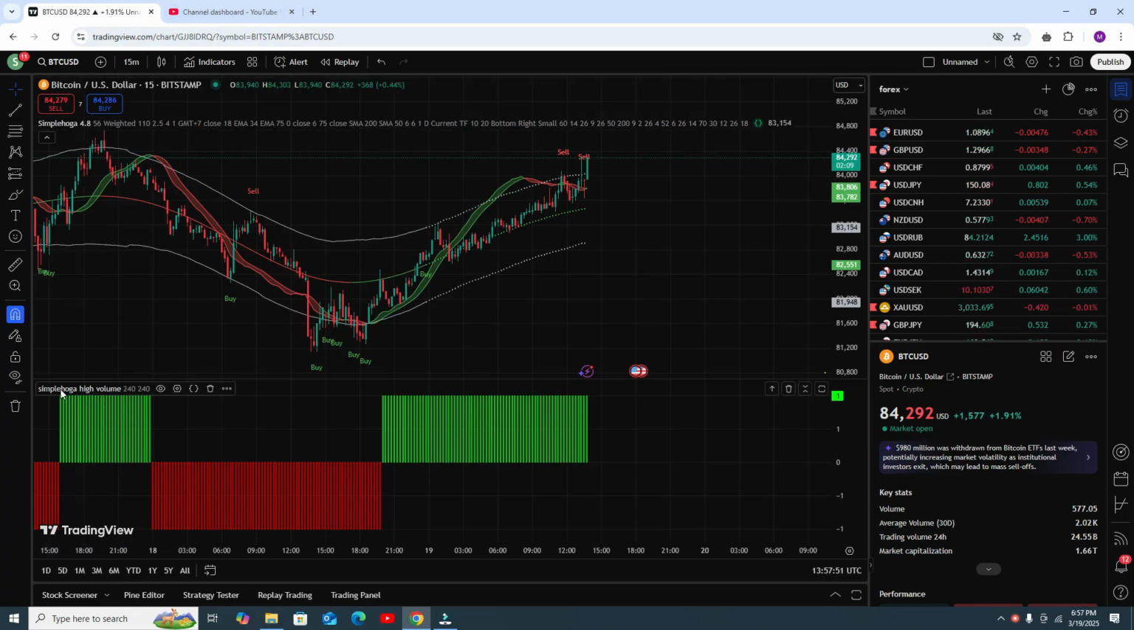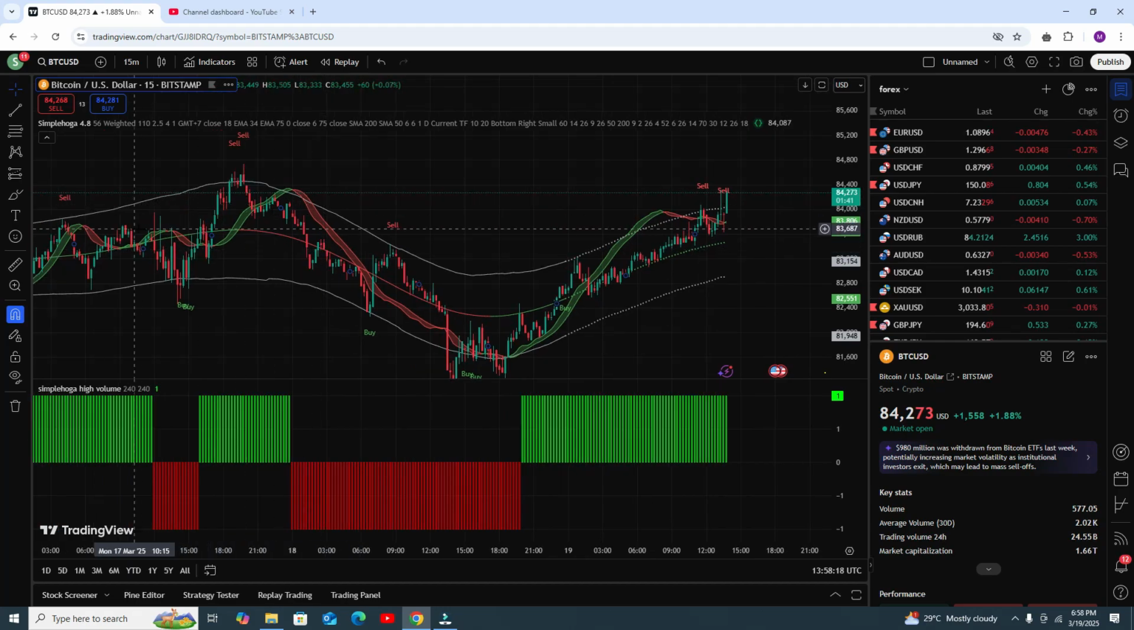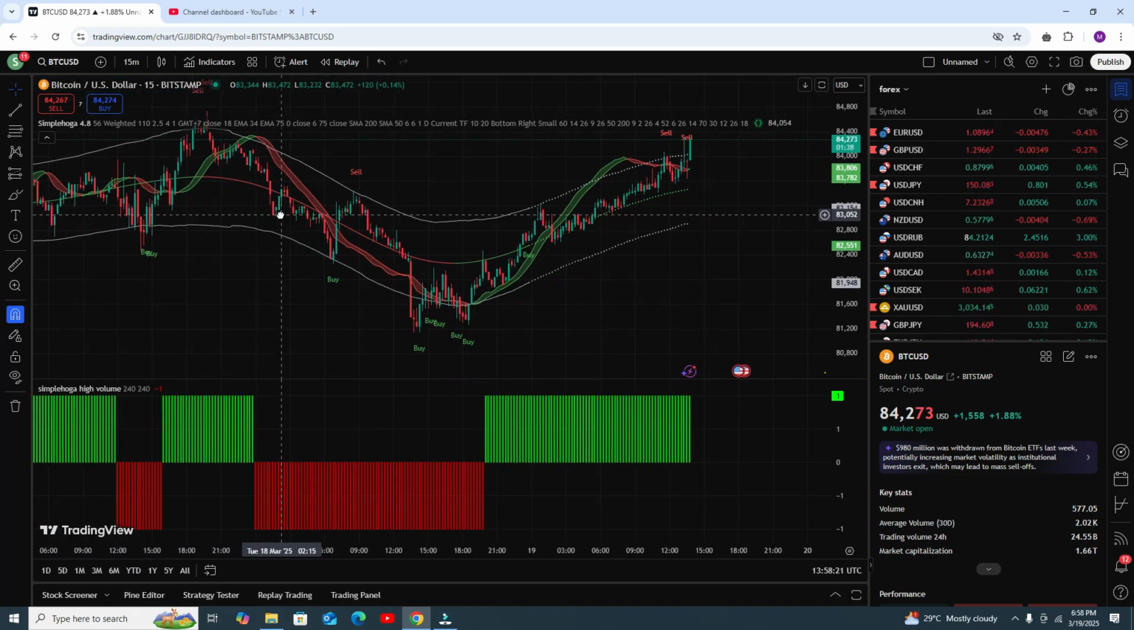The first indicator is Simple Oga High Volume, and this indicator will give you information about the volume. The green means the buy volume and the red means the sell volume. The second indicator gives you three band lines: the upper band line, lower band line, and the middle band line. It also gives you a lot of buy and sell signals. There are a lot of fake signals, so we are using the second indicator as a confirmation to get an accurate signal.